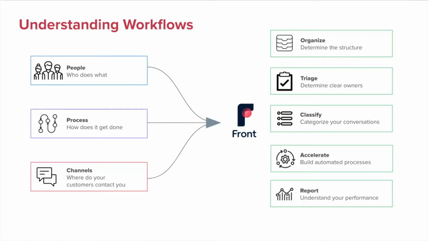The first thing we want to do is determine our structure inside Front. So how do we actually set up those inboxes? Next, we want to triage all of those messages. We need to decide who is working on what. Third, we want to classify or categorize our conversations to help our team understand what topics those conversations are about. Then we want to accelerate our process. So how can we actually build some automation in our workflow so that our process is getting done even faster? And lastly, we want to report on all of this information so we understand how our team is performing.